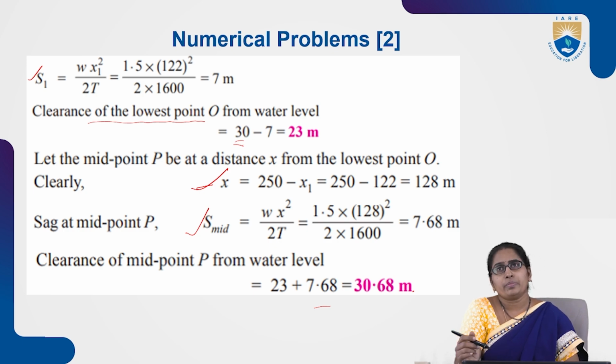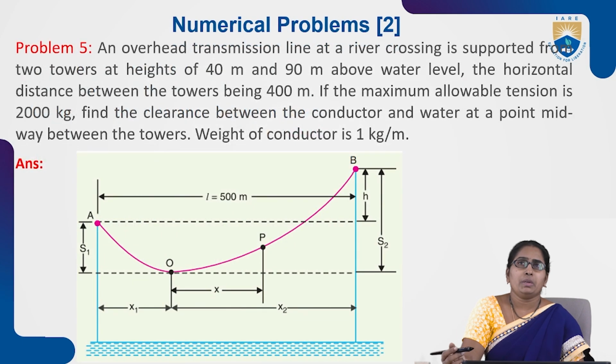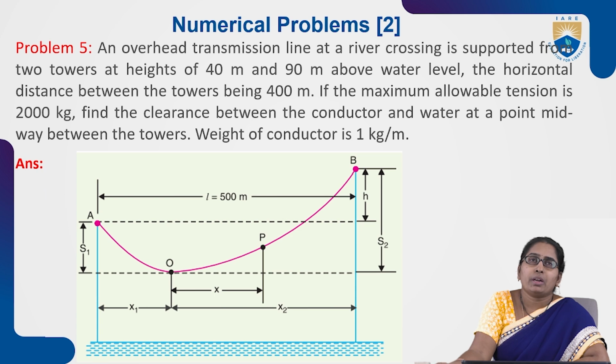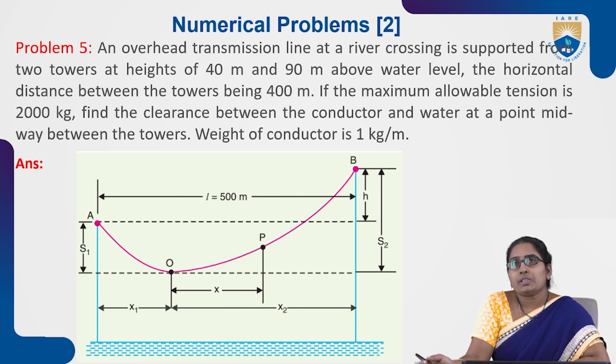Next, one more problem based on the same data, a similar problem. We'll see. An overhead transmission line at a river crossing is supported from two towers of heights 40 and 90 meters above water level. The horizontal distance between the towers is 400 meters. If the maximum allowable tension is 2000 kg, find the clearance between the conductor and water at a point midway between the towers. The weight of the conductor is given as 1 kg per meter.